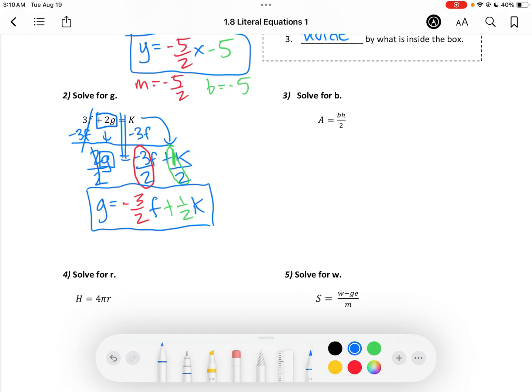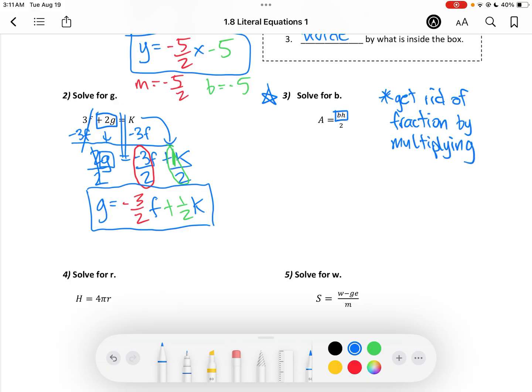Alright, I'm going to put a star on number 3. This one comes up pretty often on tests. In this situation, I want to solve for the letter b, but I have a problem. There's a fraction. If you remember from last week, we can get rid of a fraction by multiplying by the denominator.